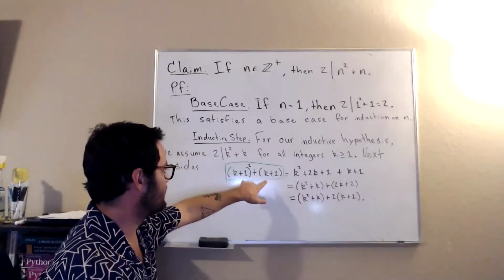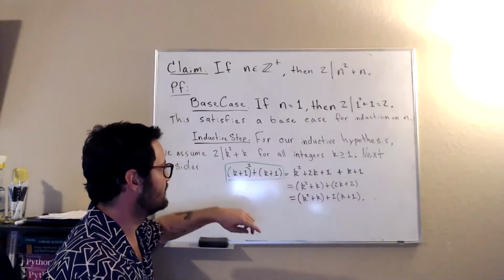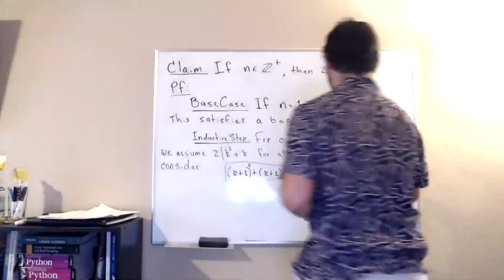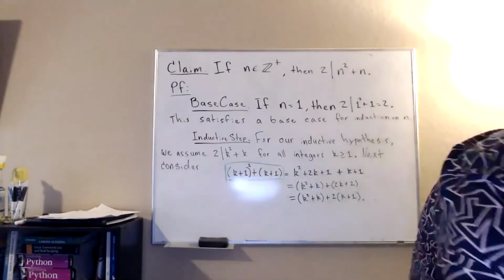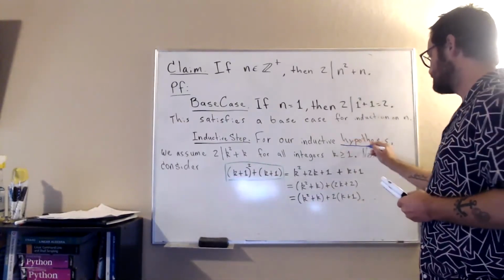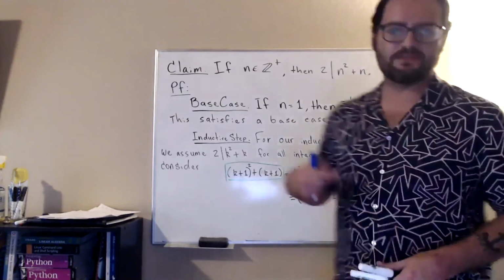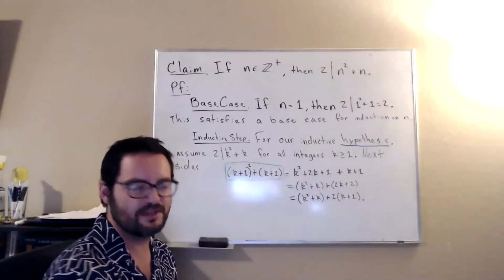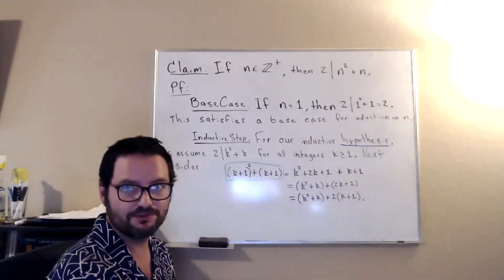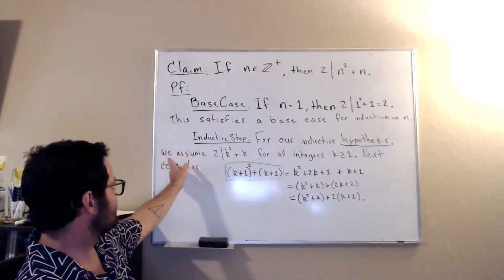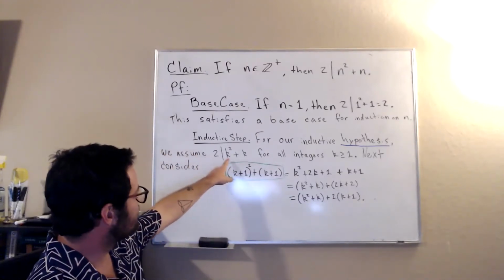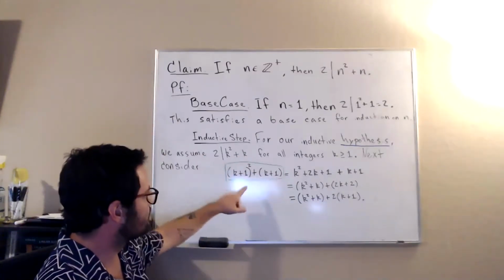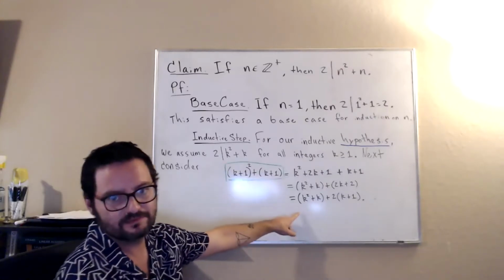So I know that if I'm going to show this is divisible by 2, I assumed this hypothesis here, right? Whenever you assume things in mathematics, if you don't need to assume it, then you don't say it at all. If you assume something, it's going to be used somewhere. So this is my hypothesis: 2 divides k squared plus k. How can I use that to show that this is divisible by 2? By looking over here.